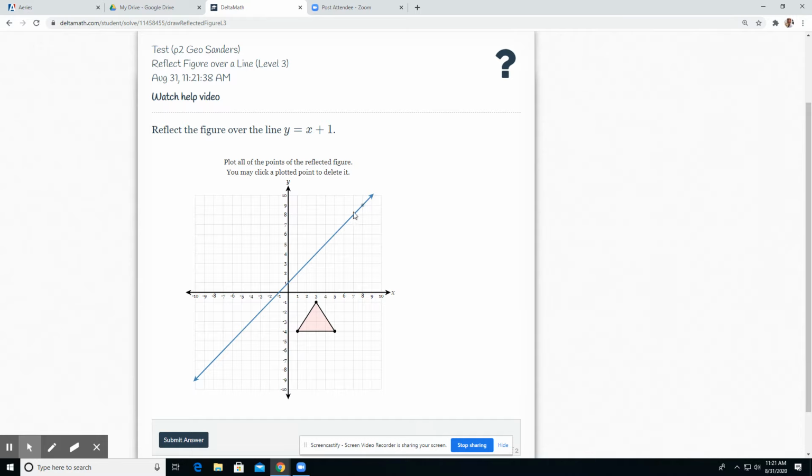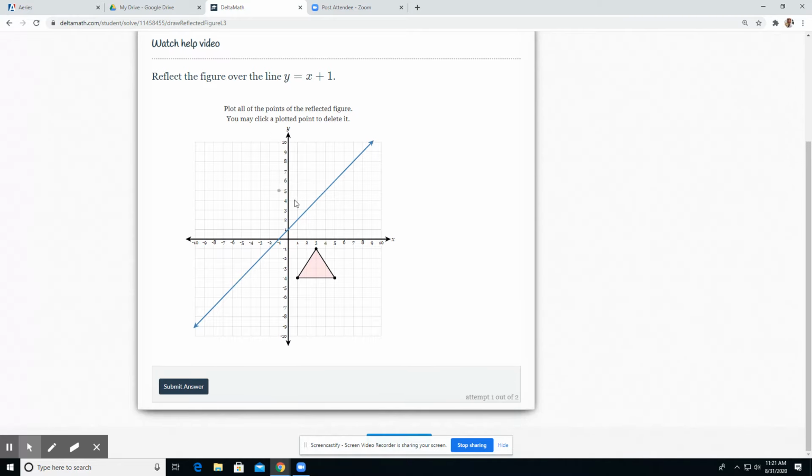So this is the line y equals x plus 1. Plot all of the points of the reflected figure. You may click a plotted point to delete it. All right. Since we can't just count how many it is in this case, the trick is we look at the slope of the line. The slope of the line here is 1 over 1, rise over run. Up 1 over 1, up 1 over 1. So the slope of this blue line, or the line of reflection, is 1 over 1.